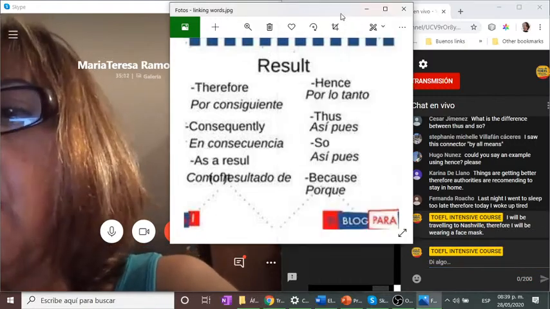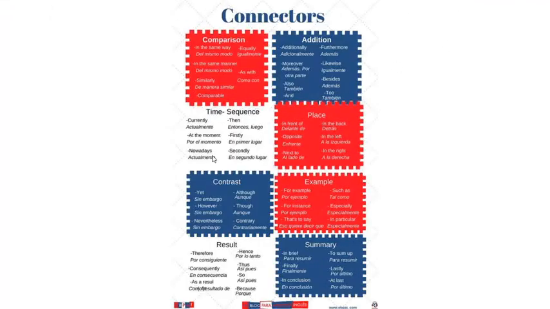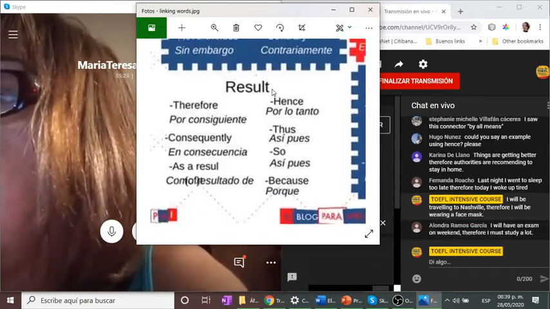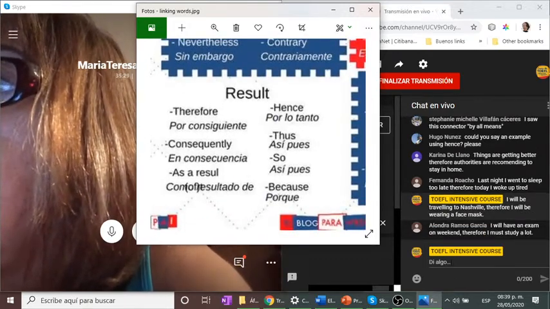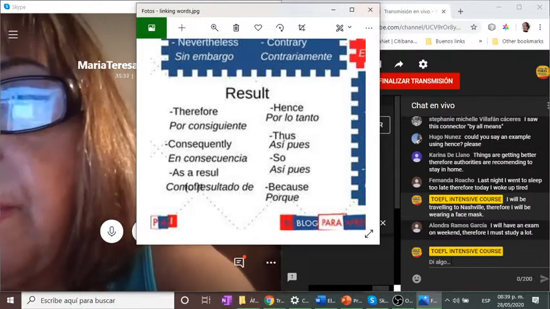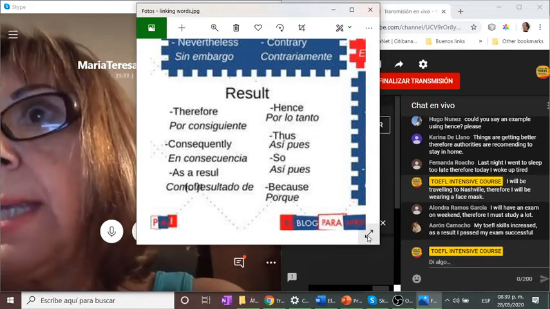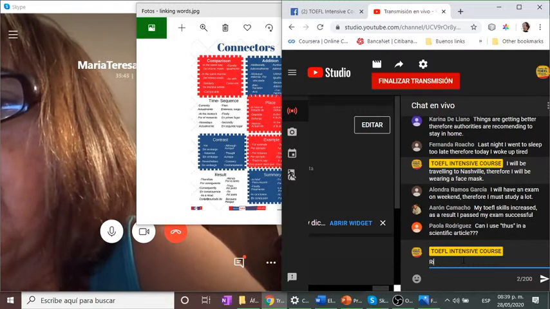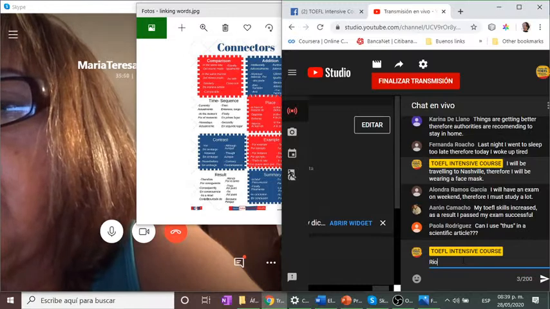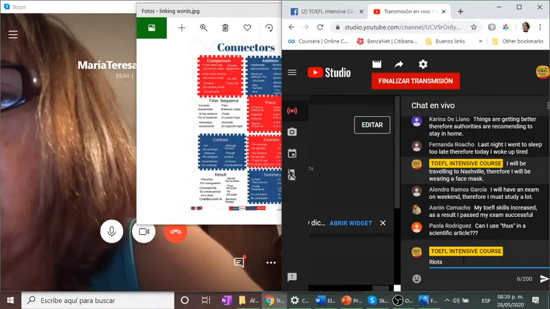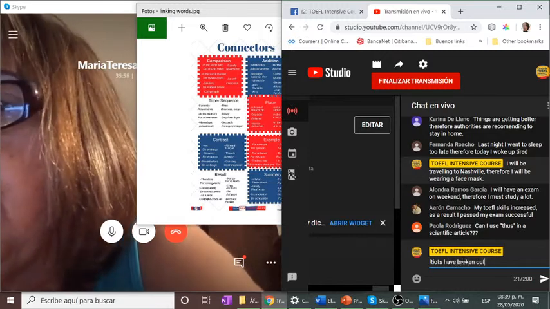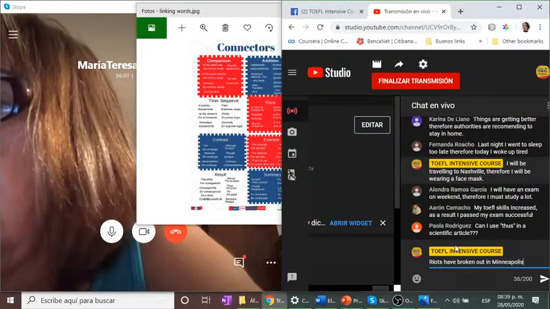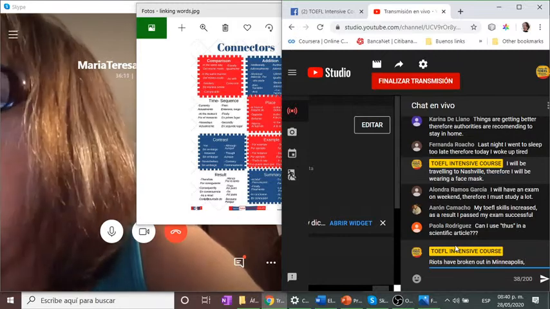The second one, I'll read it and then I'll be very slow in writing this. Riots have broken out in Minneapolis as a result of the death of an innocent black man. This is very contemporary, a hot issue right now in the United States. So again, riots, R-I-O-T-S. Riots have broken out in Minneapolis. That's the city. As a result.